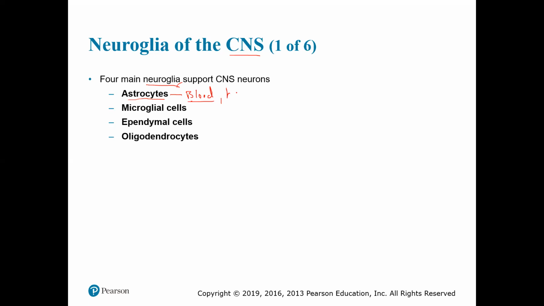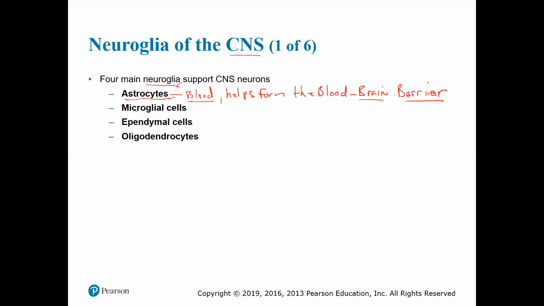So it helps form, get this, the blood-brain barrier. So I'll tell you this, the brain is very selective on what it allows into its tissue. So the astrocyte is kind of a go-between between the blood and the brain. It's very selective, and we'll find out about that. Microglial cells are phagocytes, or phagocytic.